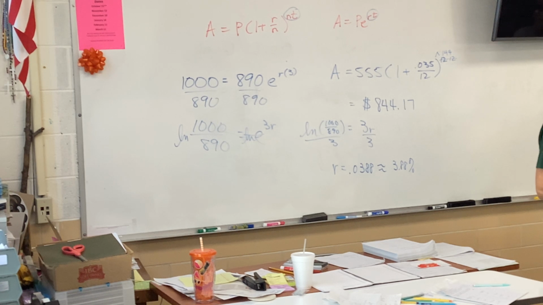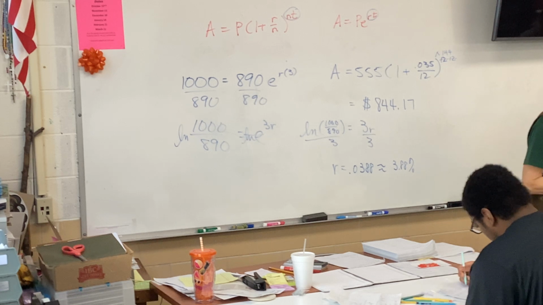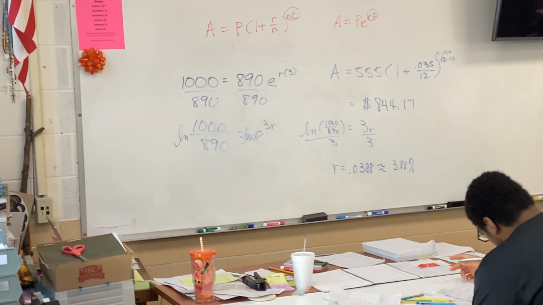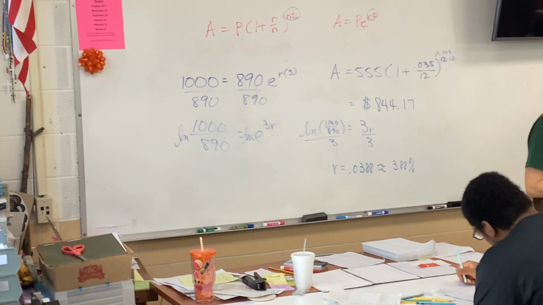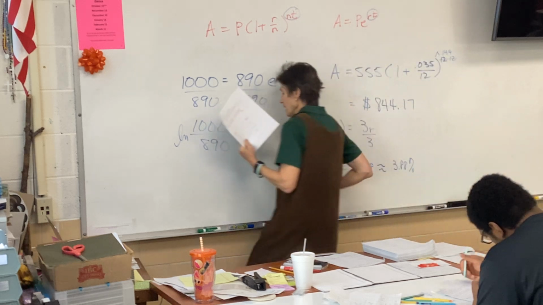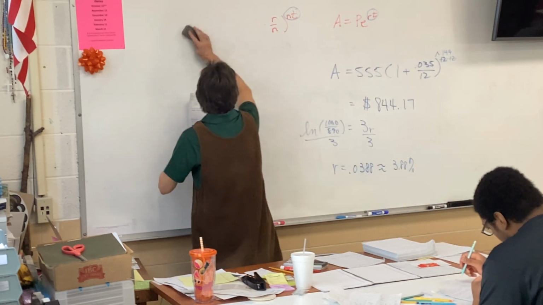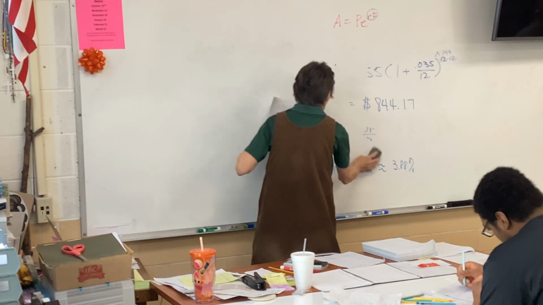Consider this: is it growth or decay? Growth. What is the percent growth? 2%. And the initial value is? 3. Good? All right, now let's look at number 2.